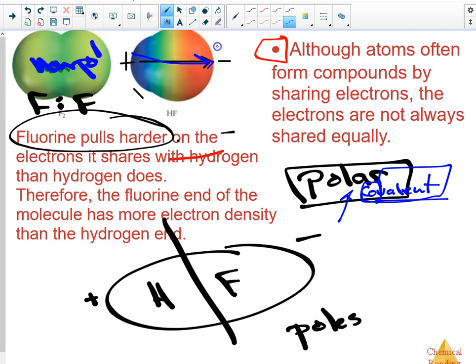Since the electrons reside here more than they do here, it leaves this side pretty much with the nucleus exposed, which is positively charged. And then over here you have excess electrons, which is negatively charged. All right? So that makes a polar substance. Just for your information, polar just means two-sided.